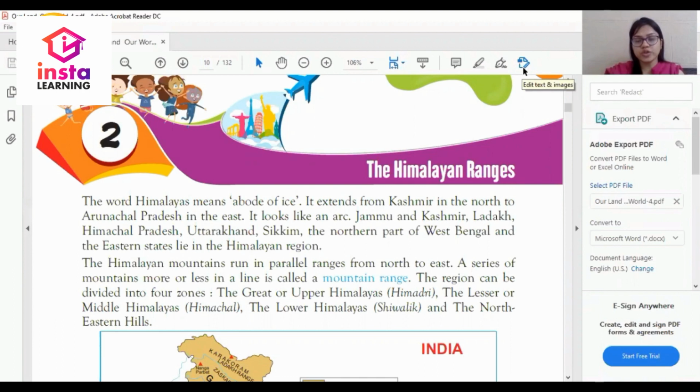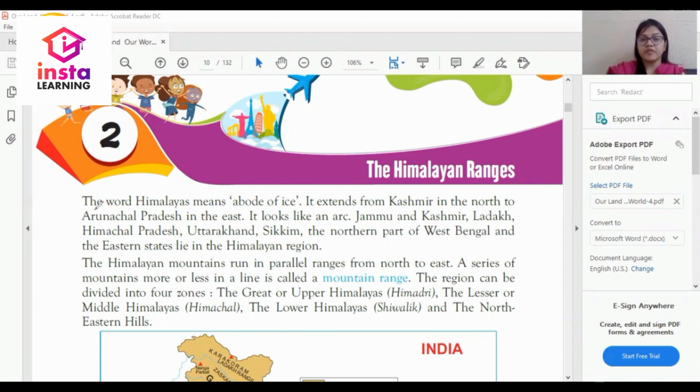Dear student, today we will study the second chapter of social science named the Himalayan Ranges. We will study this chapter from the book Our Land, Our World. First, you should know the learning objectives of the chapter. We will study about the Himalayan ranges in this chapter. So, let's begin with the chapter. As I am sharing my screen with you, it will help you to understand the chapter.